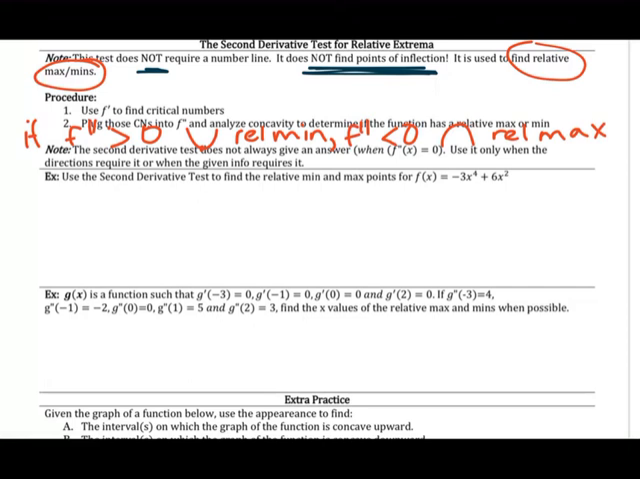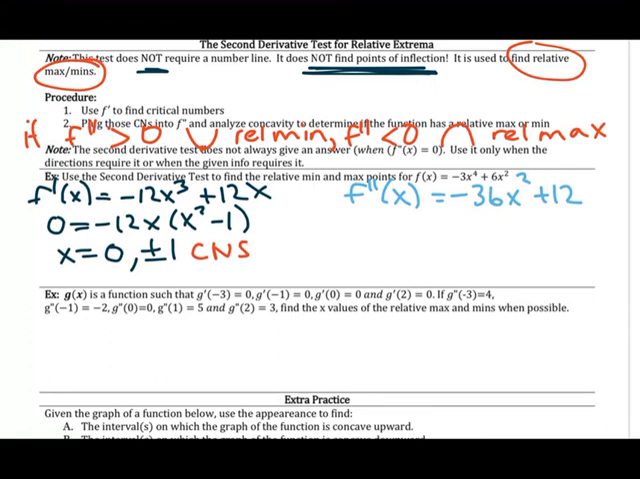Use the second derivative test to find the relative min and max points for f of x equals negative 3x to the fourth plus 6x squared. So you're first going to find the derivative and the critical numbers, then find the second derivative. So go ahead and pause the video and do that. So we're going to get from our first derivative that our critical numbers are at 0 and positive and negative 1. We're going to take our second derivative to get negative 36x squared plus 12.